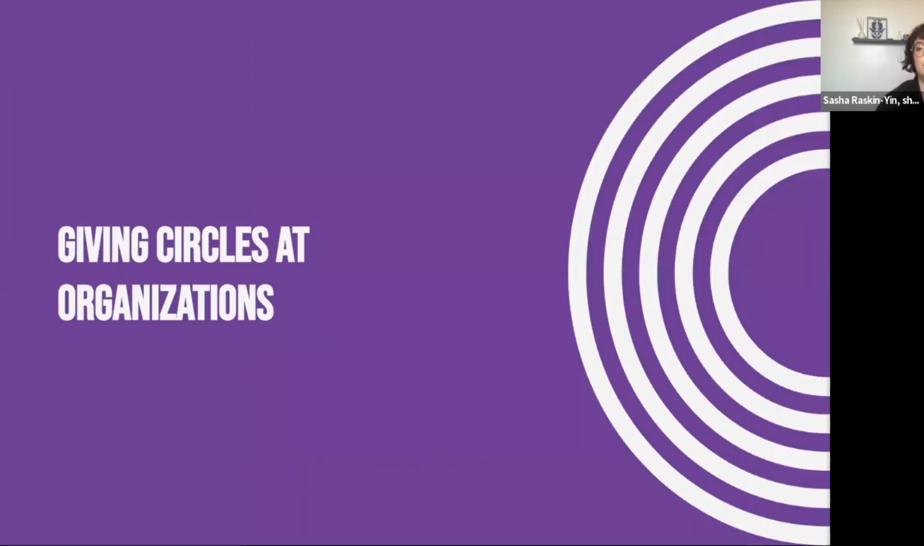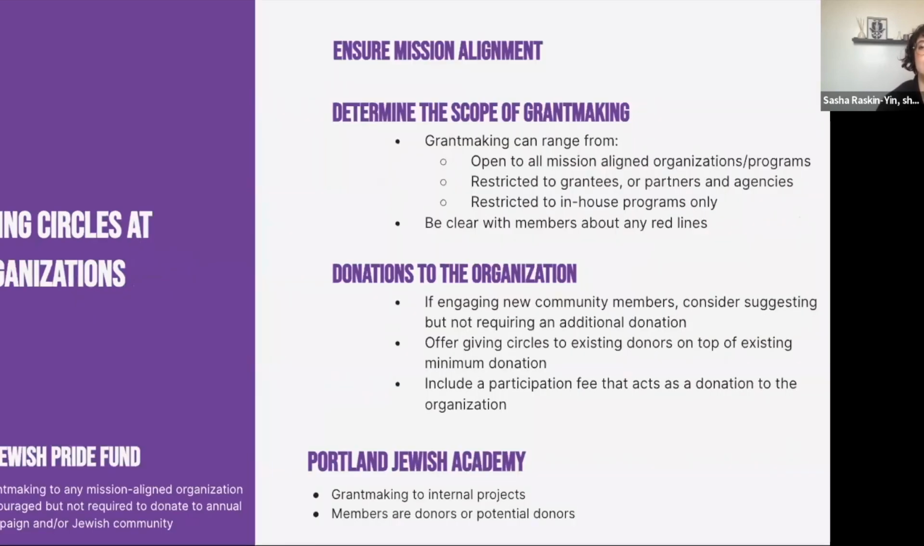Now let's turn to look at the unique considerations of running giving circles at Jewish organizations and federations. As I mentioned in a previous video, mission alignment is key to giving circle success at an organization. Your giving circle should help you achieve central goals of your work. Giving circles are powerful engagement tools, especially for new or existing constituencies looking for ongoing relational involvement. They're also fantastic tools for building transformational lay leadership skills.